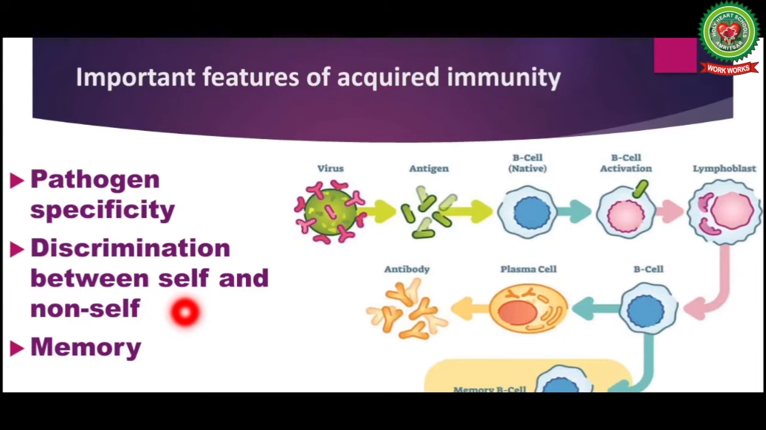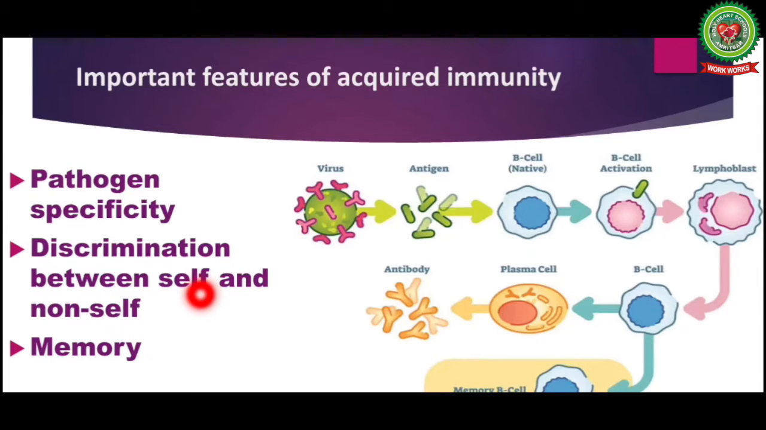Next in the row we'll be discussing memory. It means when the first time a pathogen invades the body, the lymphocytes of the immune system generate an immune response called primary response, and they form memory cells. The immune system retains the memory of this encounter, that is, they are the memory cells. As a result, when the second time the body is invaded by the same pathogen, the memory cells initiate the response quickly and produce a heightened immune response called secondary response.